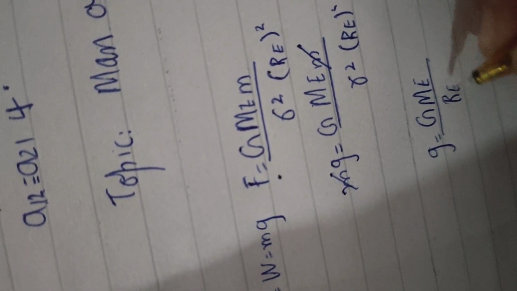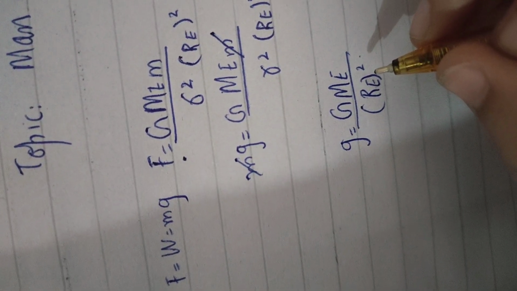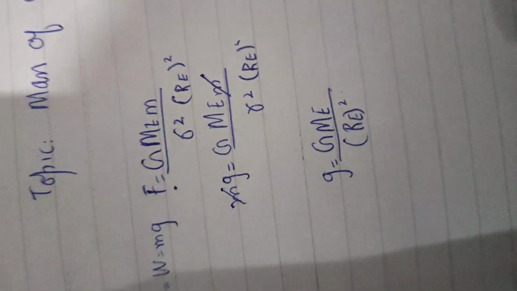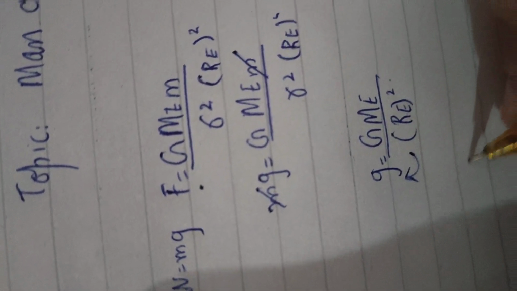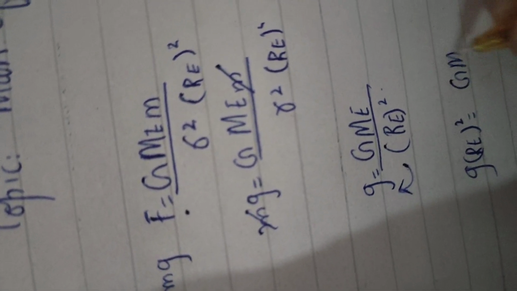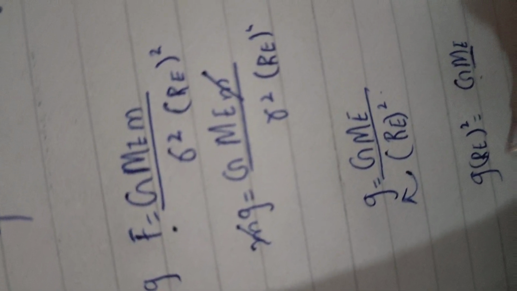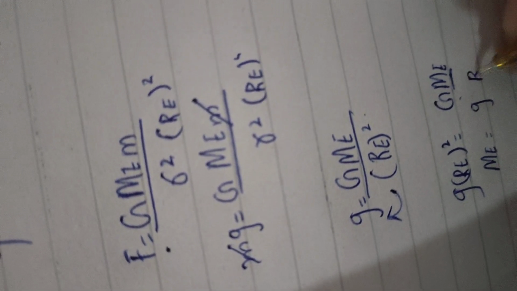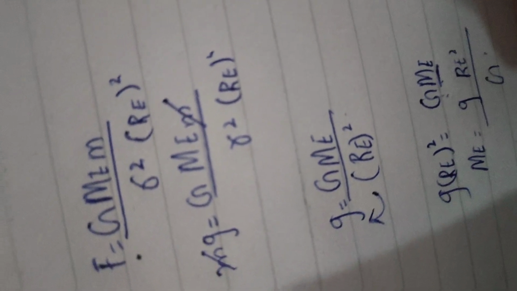R E square. So for finding M E, what we are finding, right? This radius of Earth is dividing here. When it goes up, it will be multiplying. So g R E square is equal to G M E. Now we want to find this, so it will come out as g R E square upon G. Here it is multiplying; when it goes down, it will divide, right?